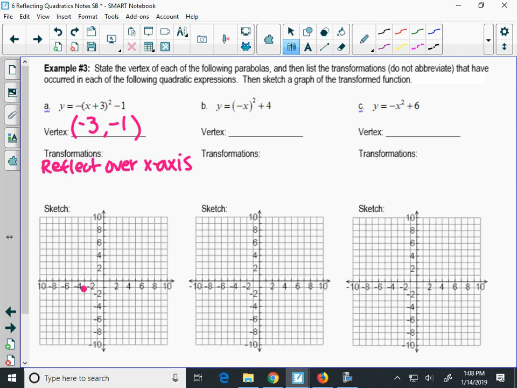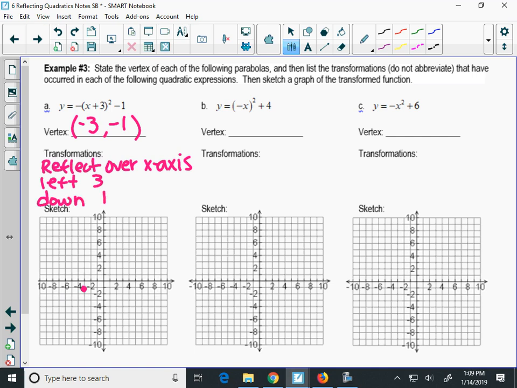The second thing that happens, this next thing we come to is the plus 3 inside the parentheses. What way does that move your graph? Which way? Left. Remember, the inside your parentheses is the opposite of what you think. The plus means left 3, but we can kind of see that when we look at our vertex here. If I typically start at the origin, my new vertex is to the left of where I start. And then the minus 1 means you went down 1.